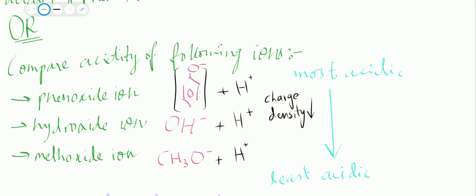So whenever we have phenol, the oxygen and the hydrogen, they're not that attracted to each other. So there is a much larger possibility that it's going to dissociate. It's much easier for the hydrogen and the oxygen to dissociate into ions. So that's why it's the most acidic over here.